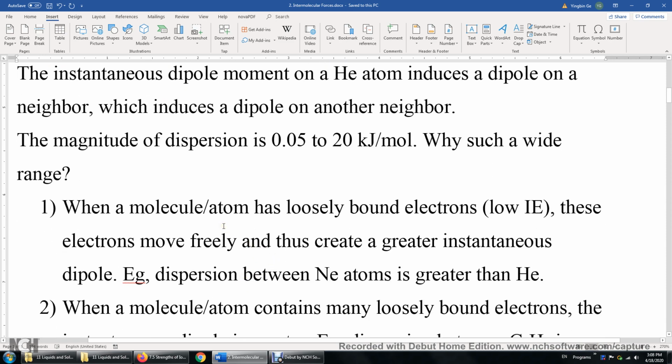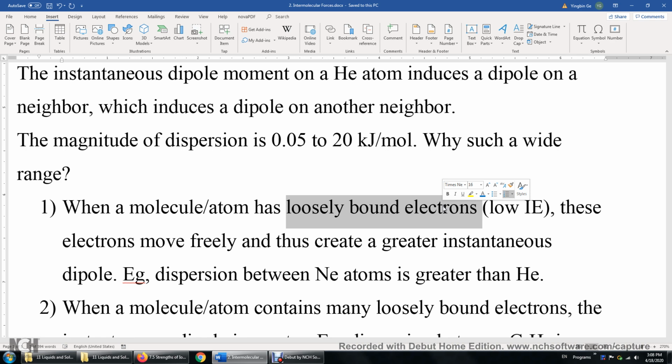When a molecule or atom has loosely bound electrons, that means lower ionization energy, so it's easier to remove an electron from this atom or molecule. And then we say its valence electrons can move more freely, and this atom can create a greater instantaneous dipole. For example, the dispersion between neon atoms is greater than helium. Why? The ionization energy of neon is smaller than the ionization energy of helium.